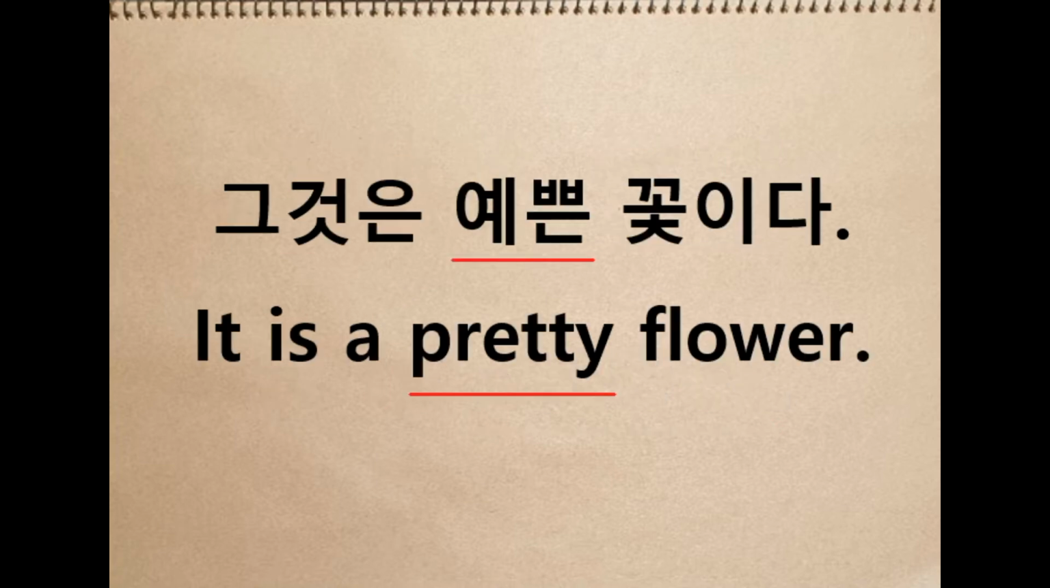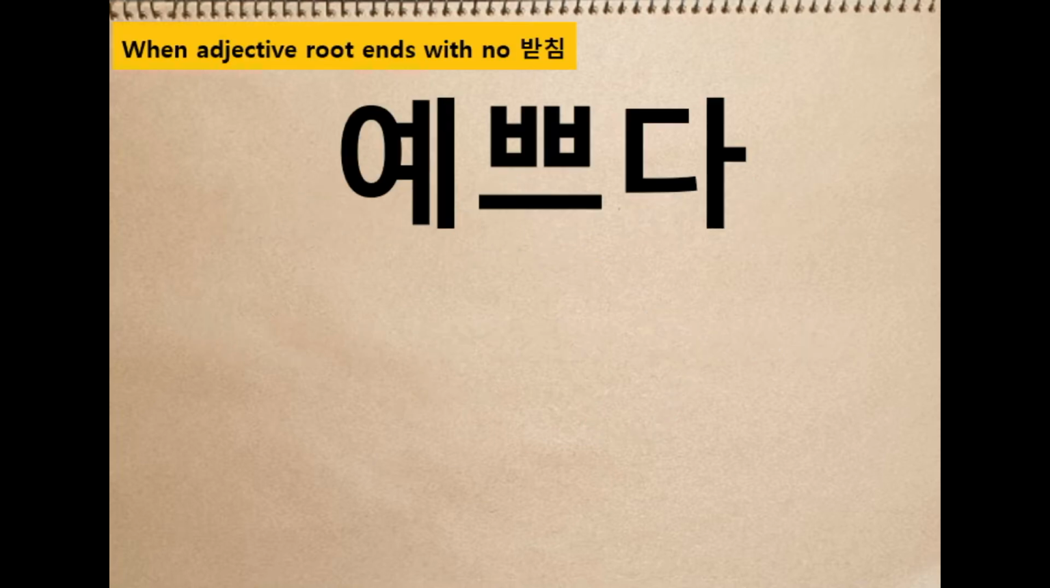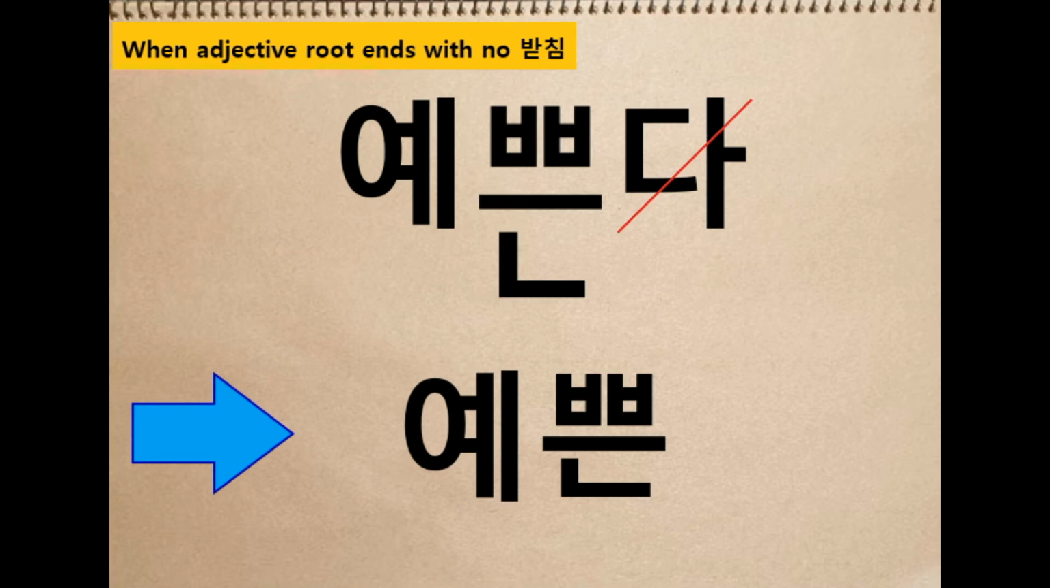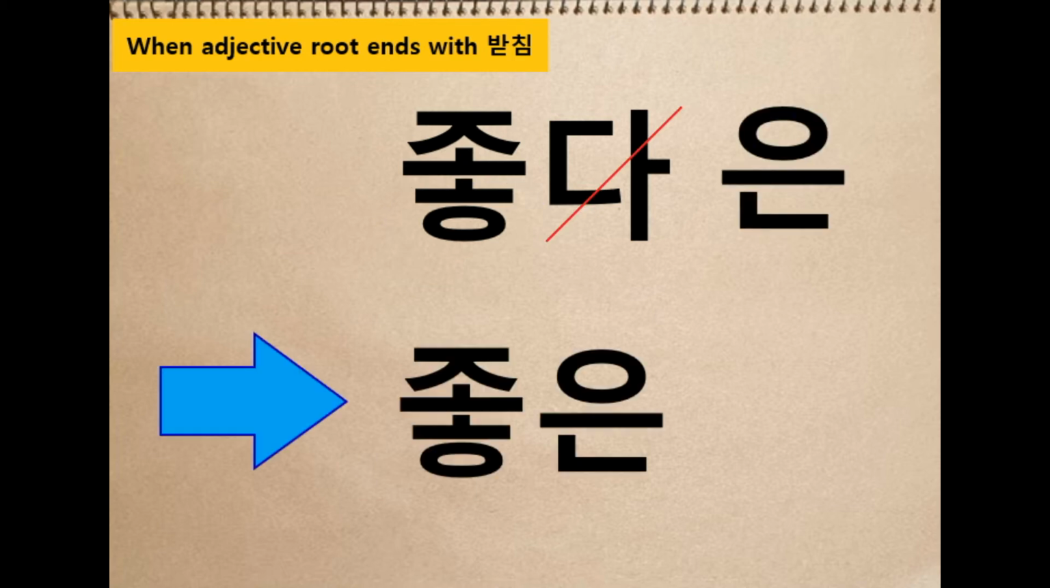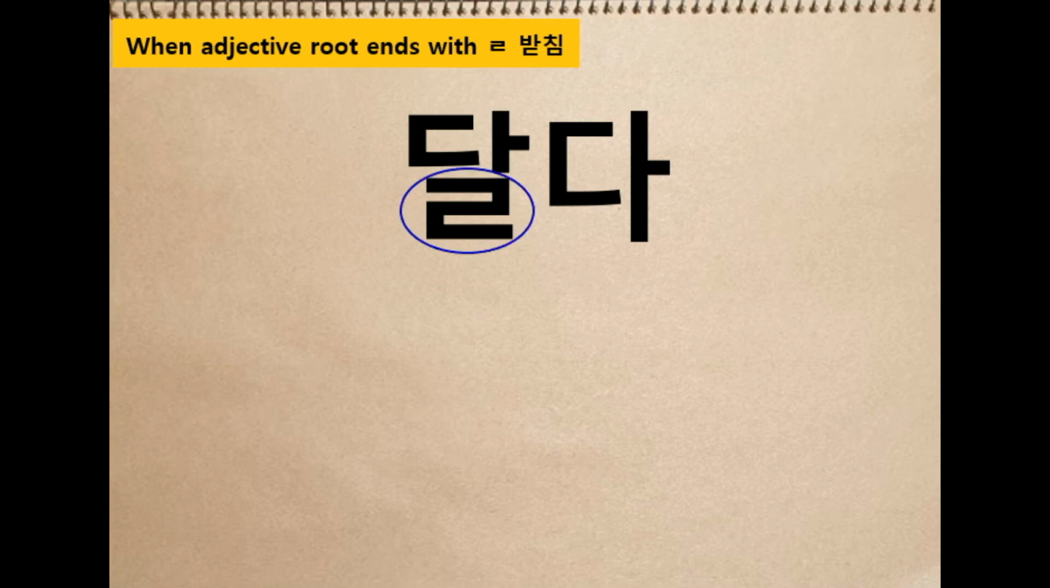When an adjective describes a noun, it changes its form like 예쁘다 changed into 예쁜. It's changed according to the following rules. When the root of an adjective ends with no 받침, drop 다 and add 니은 받침. 예쁜. When the root of an adjective ends with 받침, drop 다 and add 은. 좋은. When the root of an adjective ends with 리을 받침, drop 다 and 리을 and add 니은 받침.